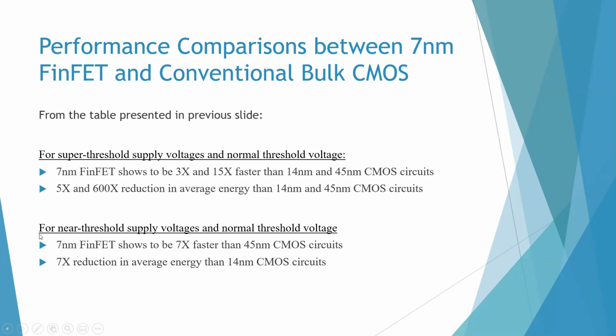So that was for a super threshold supply voltage. For a near threshold supply voltage and normal threshold voltage, the 7-nanometer FinFET shows 7 times faster speed than 45-nanometer CMOS circuits, and it shows a 7 times reduction in average energy than a 14-nanometer CMOS circuit. So basically, 7-nanometer FinFET drastically improves the speed and reduces energy compared to a conventional bulk MOSFET, along with reducing the short channel effects.